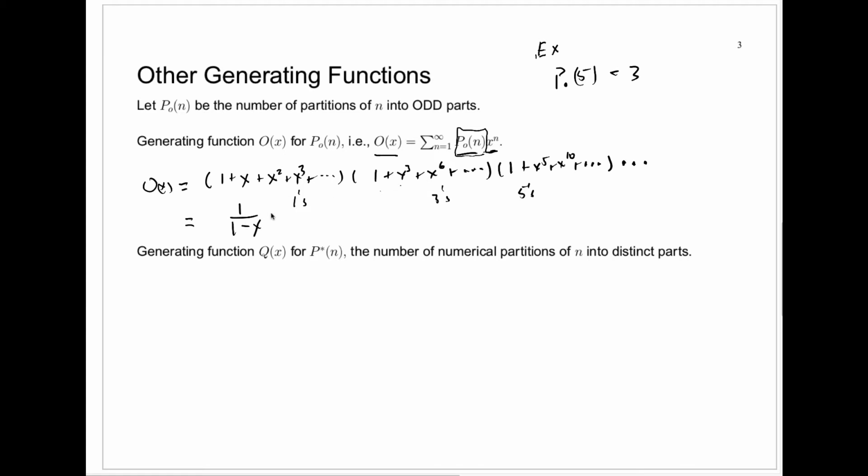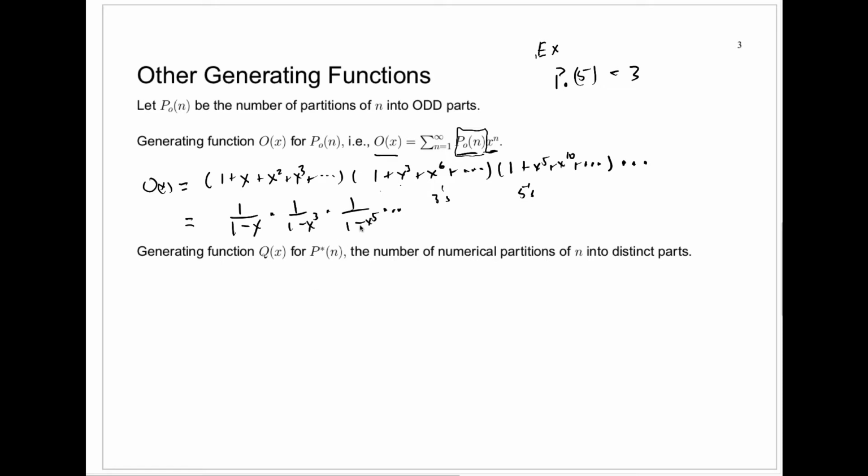The next factor is just 1 over 1 minus x cubed. The next factor is 1 over 1 minus x to the 5th. And we keep going like this.